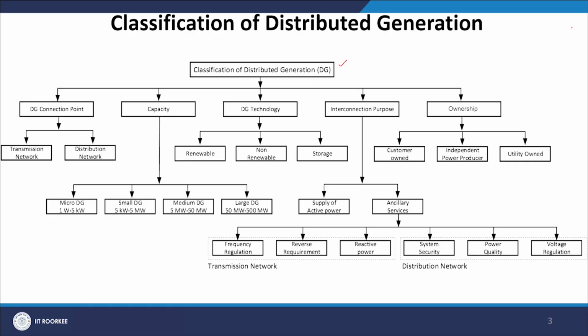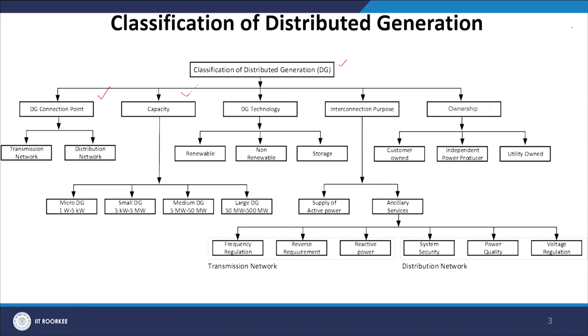Now, if you look into this diagram, the distributed generations are majorly categorized into different vectors, and one of them can be classified by DG connection point, where depending upon the transmission network as well as the distribution network, they are categorized. The point at which they are connected could be low voltage, medium voltage or high voltage, and based on the connection point, we can say DG connected to the transmission network, or DG connected to the distribution network. The second one is based on capacity.